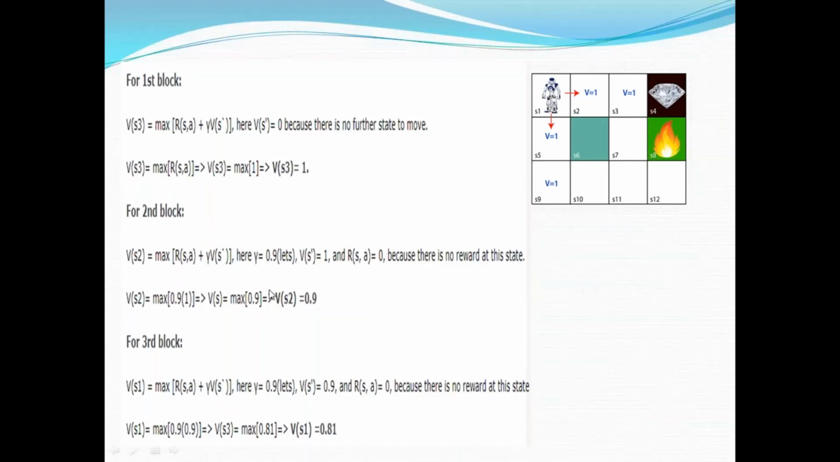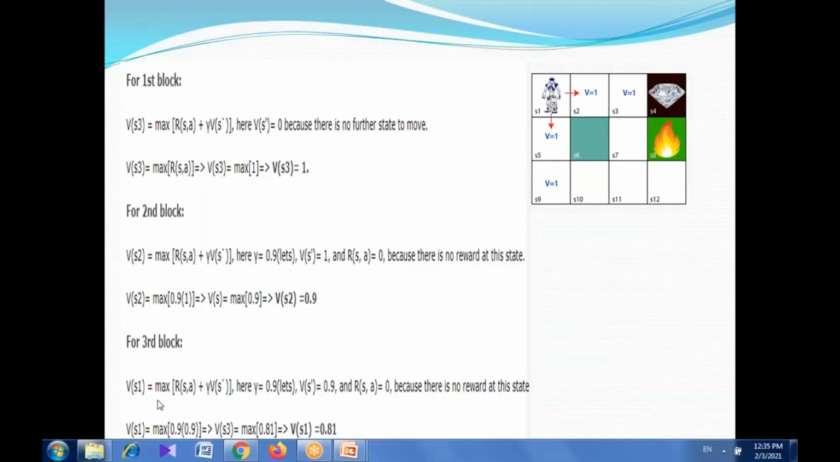Now if you go to the second block, you can apply the same principle: max of R of S comma A plus gamma into V of S dash. Here the previous state value for S2 is what comes from S3 to S2. You are training from the target back to the previous blocks. So the S3 value, which you got as 1, is the previous state for S2, because you are training in the reverse direction. From S3 you go to S2, so the previous block value is 1.